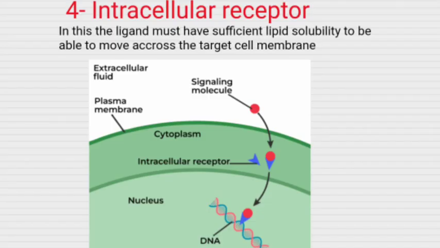Now I move toward the fourth type of receptor, that is the intracellular receptor, which is considerably different from the three other receptors. This receptor is entirely intracellular, and therefore the ligand must diffuse into the cell to interact with the receptor. This places a constraint on the physical and chemical properties of the ligand because it must have sufficient lipid solubility to be able to move across the target cell membrane.